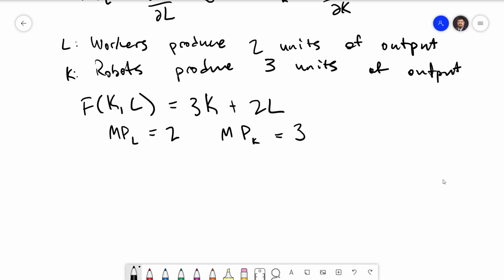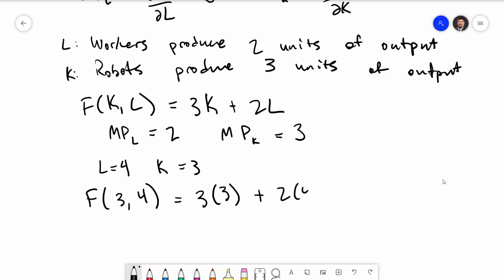Let's look at an example of production. Suppose we have 4 workers and 3 robots. This means L equals 4 and K equals 3. To figure out how much our factory is going to produce, we're going to plug those into our production function. So we get 3 times 3 plus 2 times 4. That's going to be 9 plus 8, which is a total of 17 units of output.